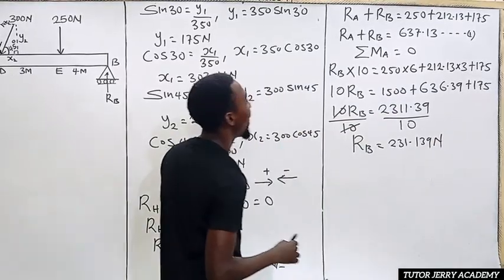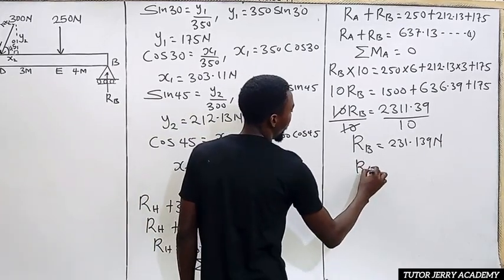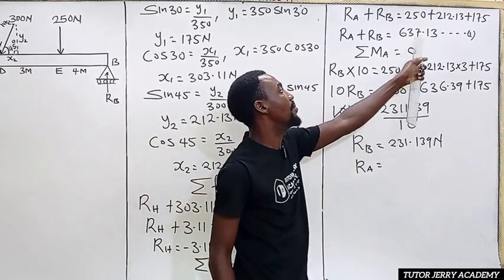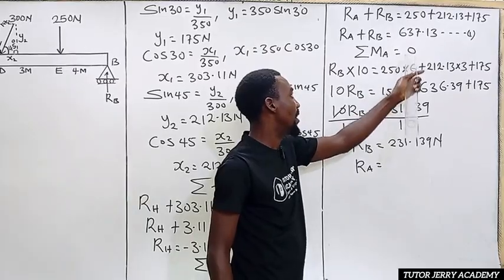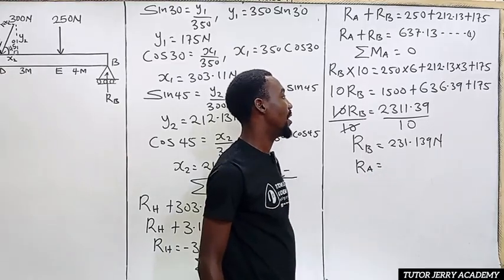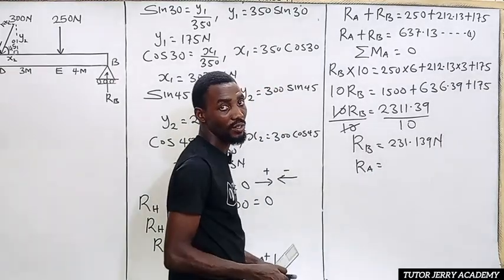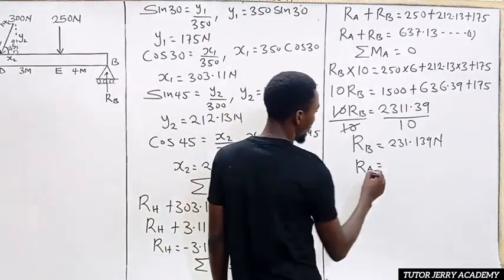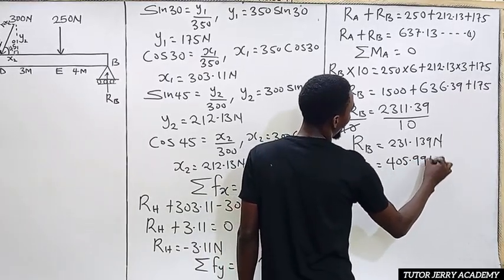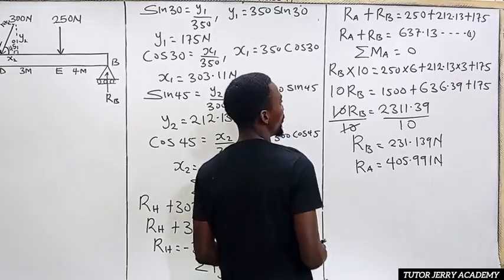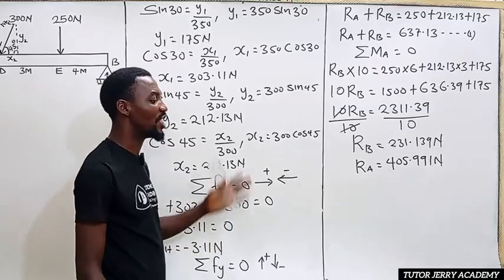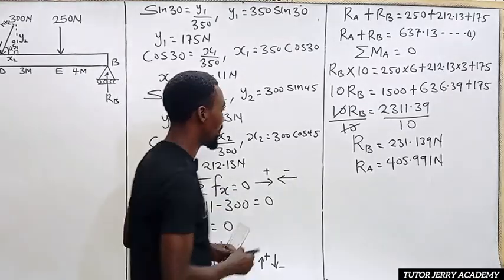All right, so that's what we are going to have. So for us to get our ROA now, our ROA will be equal to 637.13 minus ROB. That is 637.13 minus 231.139. It's going to give us 405.991 Newton. So that's what we are going to get. Now, the next thing we are going to be doing is calculating our shear force.